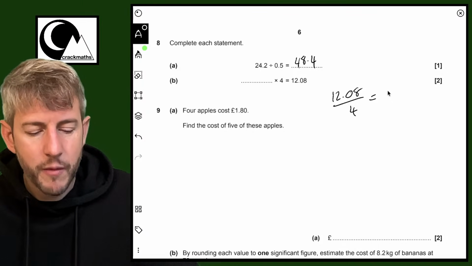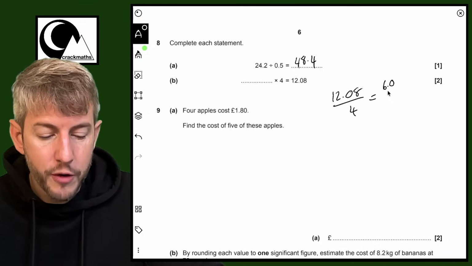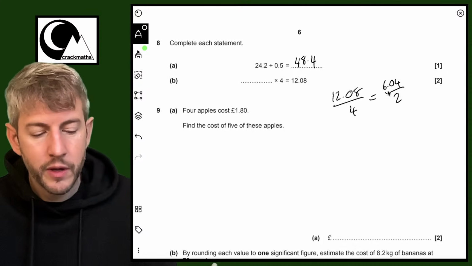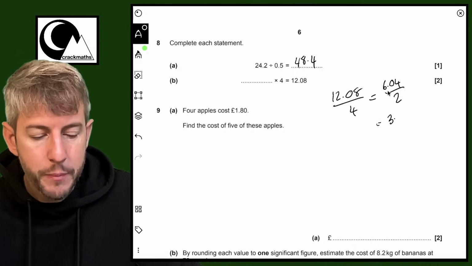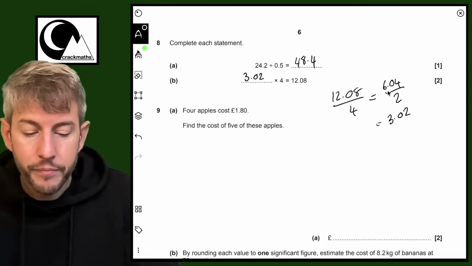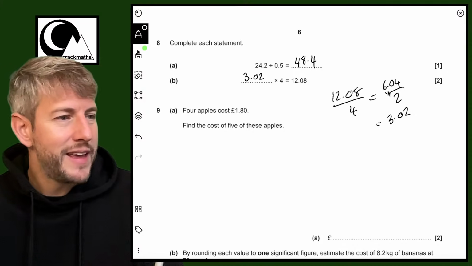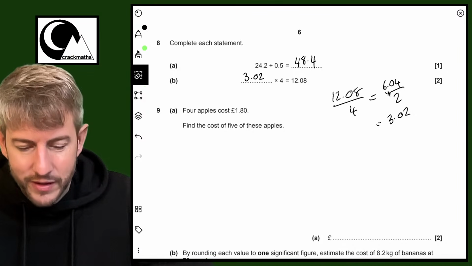So 12.08 over 4, I'm just going to half it first. So that's going to become 6.04 over 2. And then I can half this again. Okay, so that's going to become 3.02. So the answer to this would be 3.02 times 4 is 12.08. Okay, I'll leave my working out there because that's important.